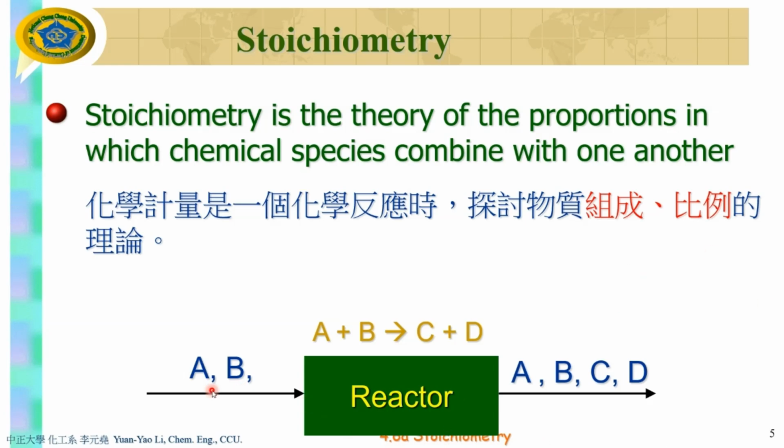For example, if we have A and B in the input and go through the reactor, we come out with C and D. So in the end, we will have not only C and D but also A and B, because the conversion cannot be complete, right? So we have output of A and B. You might have A and B, you might have B only, you might have A only. Okay.